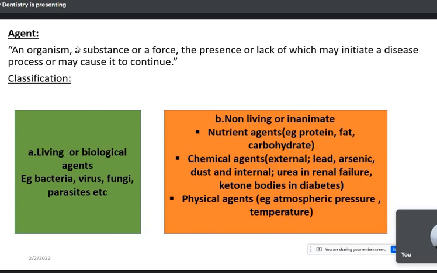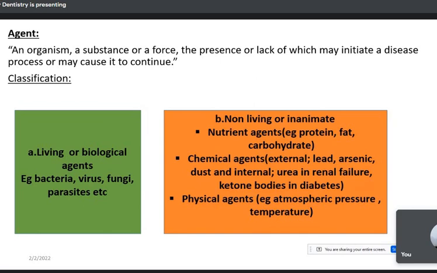Okay, so whenever we say agent, don't understand that agent can always be a microorganism only. Agent can be an organism, it can be a substance, or it can even be a force. And there is another thing, the presence or lack. That means the presence of an agent will cause a disease. We understand that: the presence of a bacteria will cause a disease. But the lack of the agent can also cause the disease.